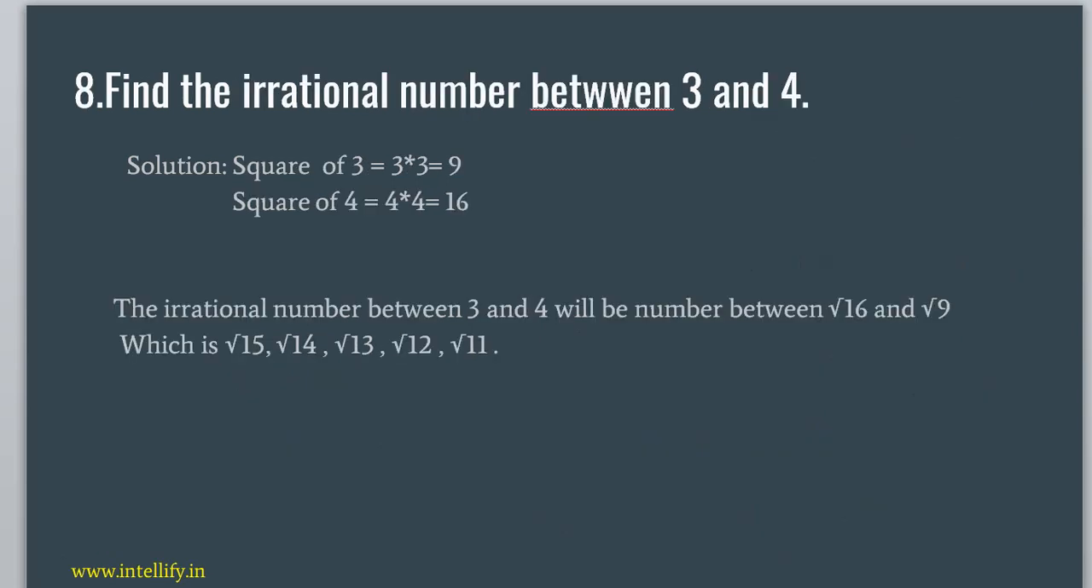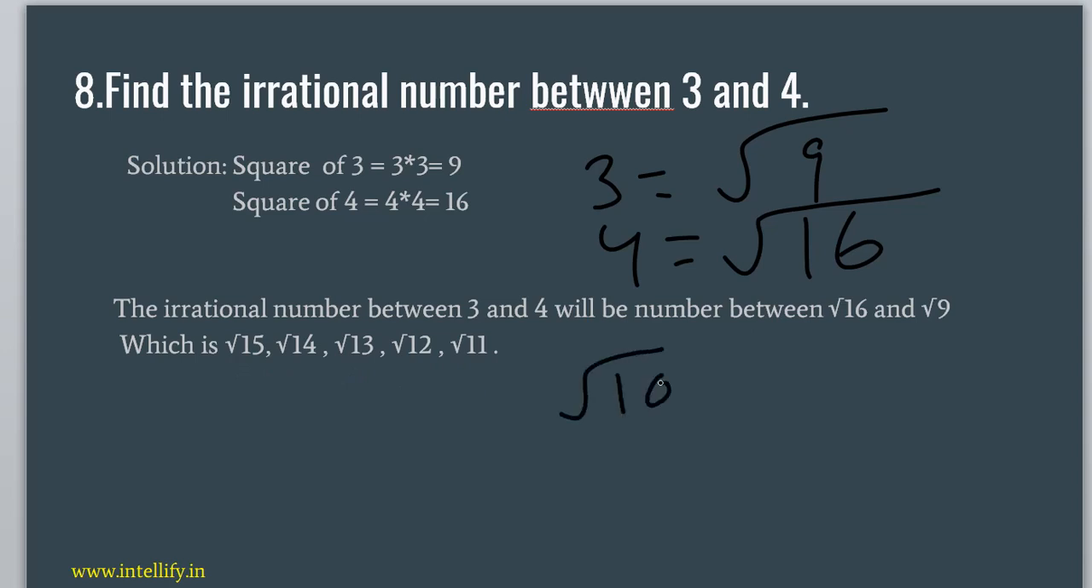Next question: we have to find an irrational number between 3 and 4. We can write 3 as under root 9 and 4 as under root 16. So the irrational numbers between 3 and 4 are the numbers between under root 9 and under root 16. We will get five numbers: under root 15, under root 14, under root 13, under root 12 and under root 11. We will also get numbers like under root 10 as irrational numbers between 3 and 4. Let's jump on to the next question.